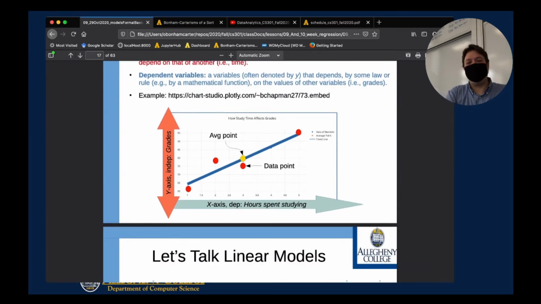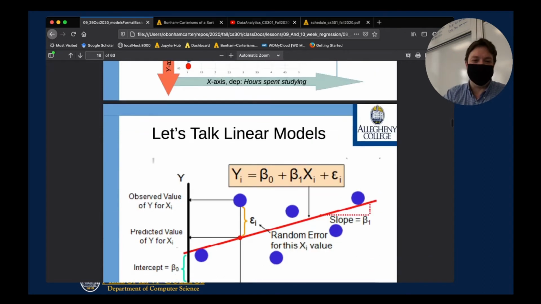So the hours spent studying and the grades that you earn. Actually, I think I have these things wrong here. I would call the time the independent variable and the grades the dependent variable. I'll have to change that. I think I got these confused, but they're reversed. So I would say that the time is independent and the grades are dependent. I have to go back and change that.